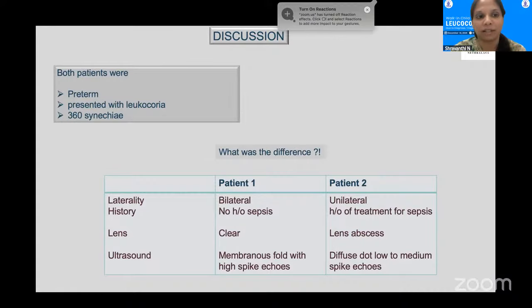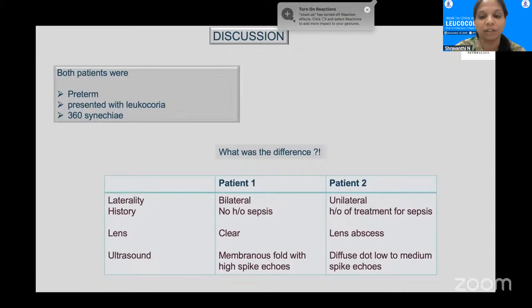Now coming to the discussion points, what were the main points? Both patients were preterm, presented with leucocoria and had 360-degree synechia. What was the difference between patient 1 and patient 2 was the laterality. In patient 1, it was bilateral. There was no history of any sepsis. The lens was clear, and on ultrasound, there was a membranous fold with high spike echoes.